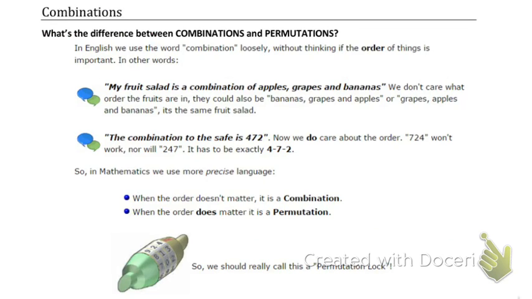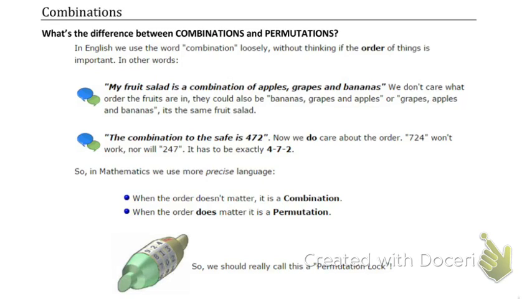Combinations and permutations, they go together like peanut butter and jelly, yes. Whatever it is. But they go together. The whole idea is we have to decide which one we're going to use a combination on and which one we're going to use a permutation on. And the big problem is in English, we misuse the word combination all of the time.